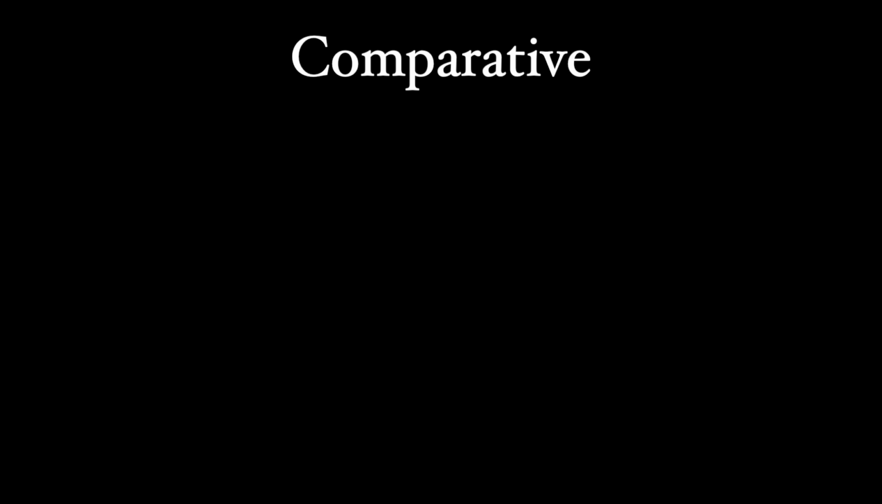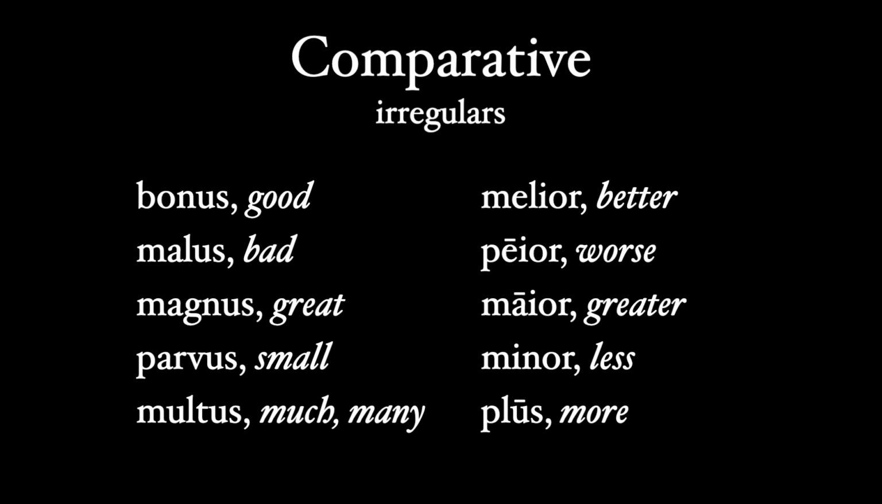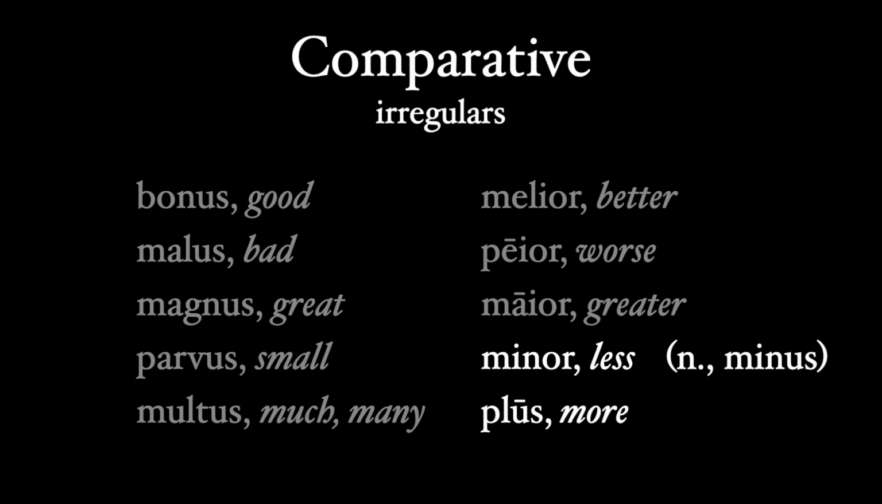There are some words that have irregular comparative forms, and check these out because they are pretty common. Bonus, good, has melior, better, as its comparative. Malus, bad, goes to peior, worse. Magnus, great, leads to maior, greater. And the words major and mayor come from maior, by the way. Its opposite is parvus, small, and minor, less. And one more, multus, much or many, has plus, more, as its comparative. And yes, the English minus and plus come from the Latin comparatives, meaning less and more.